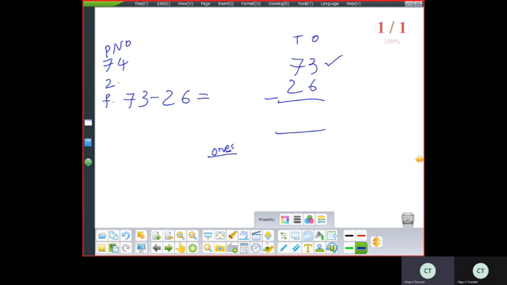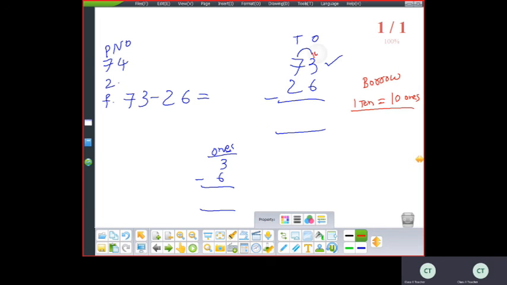The digits from the 1 place are 3 and 6. 3 minus 6. Here 3 is a small number, 6 is a bigger number. We cannot subtract a bigger number from a small number. This time we need to borrow. We have to take borrow from the beside number, 7. Borrow means 1 ten is equal to 10 ones.